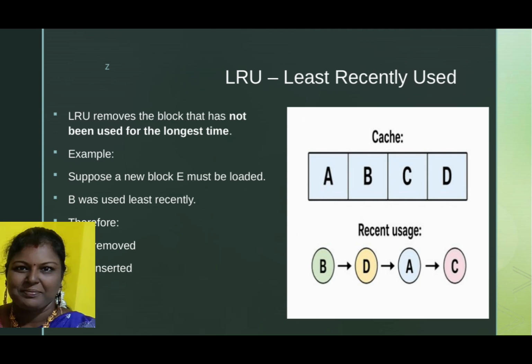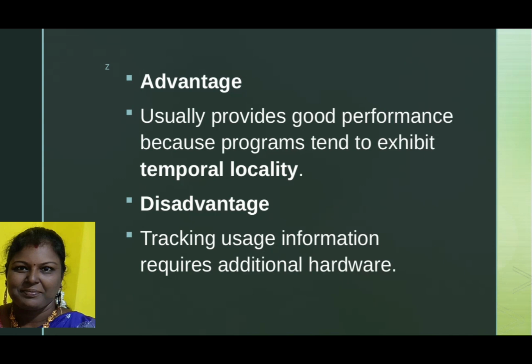One big advantage here is performance. Programs often reuse the same data or instructions over short periods, which we call temporal locality. This means caching or tracking usage can speed things up significantly. But there's a downside: to keep track of what's being used and when, we need extra hardware. That adds complexity and cost. So while the performance boost is real, it comes with a trade-off in system design.